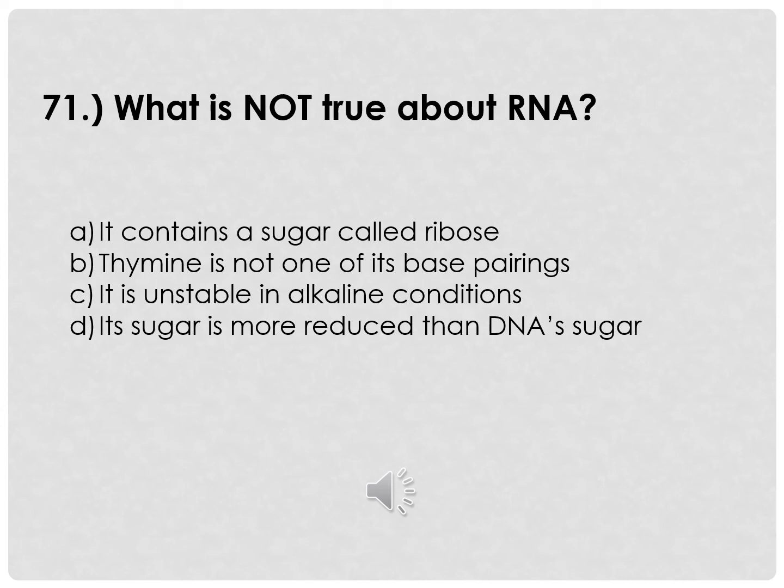Letter D is actually also a true statement. Its sugar is more reduced than DNA's sugar. DNA stands for deoxyribo, which is a more reduced form of ribonucleic acid. Therefore, C must be the answer. It is unstable in alkaline conditions. That is not a true statement.